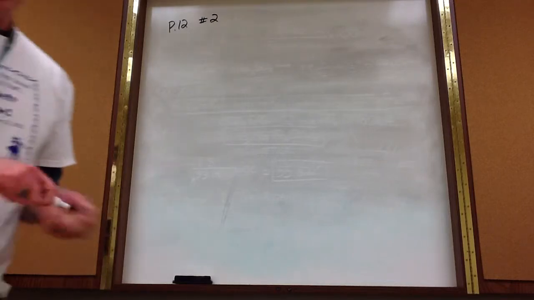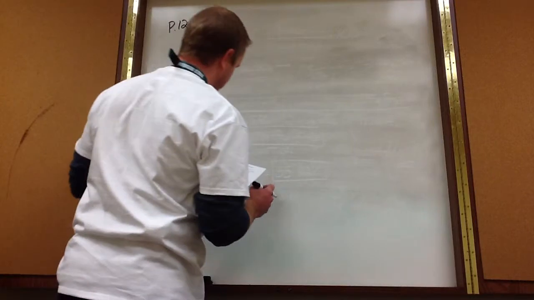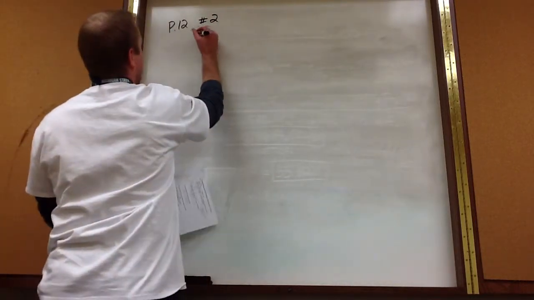All right, I'm going to do two problems now. They're both on page 12, numbers 2 and 3. So number 2 says, zinc and sulfur react to form zinc sulfide according to the equation. And I give you the equation.